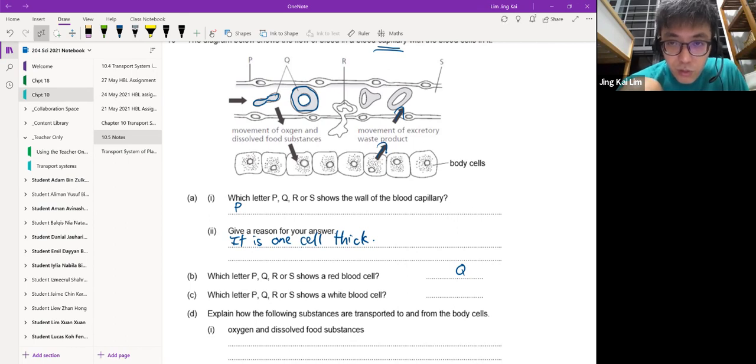So which letter P, Q, R, S shows a white blood cell? Okay, so of course P is already used, Q is the red blood cell, S seems to point to nowhere, which leaves the answer as R as the most likely one. So this one is by elimination, right?